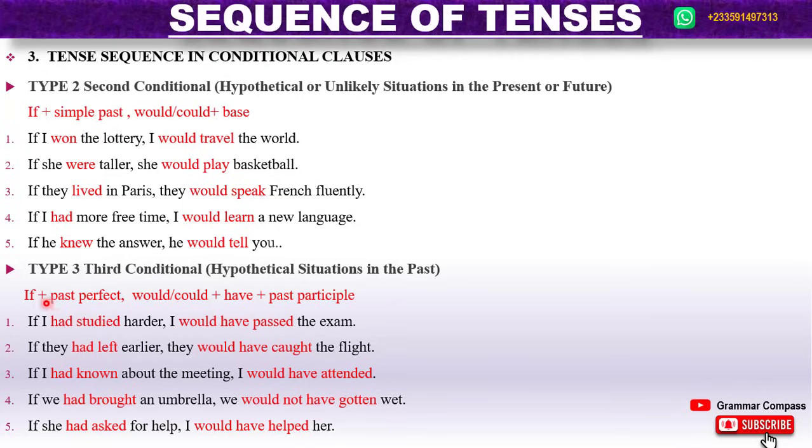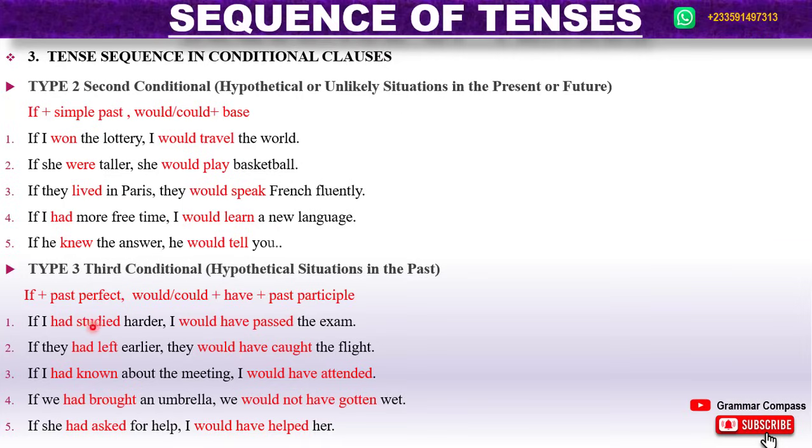Over here, you are going to have your conditional clause containing the past perfect aspect. For example, if I had studied harder, if they had left, if I had known, if we had brought, if she had asked. So these are past perfect. If you have that, then you are going to use would or could and then have and the past participle form of the main verb.